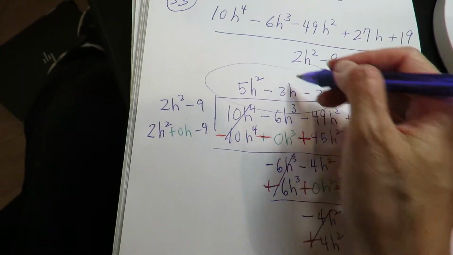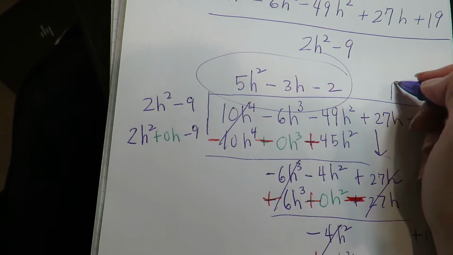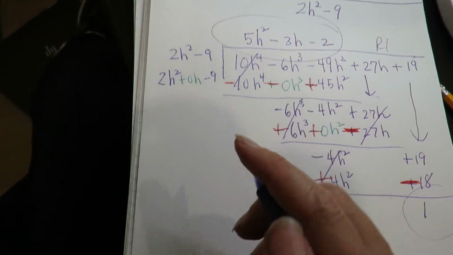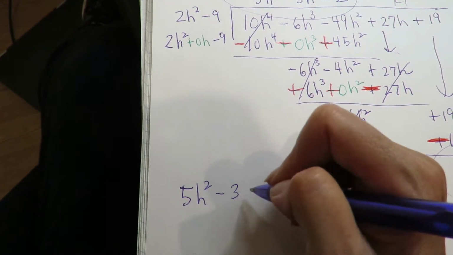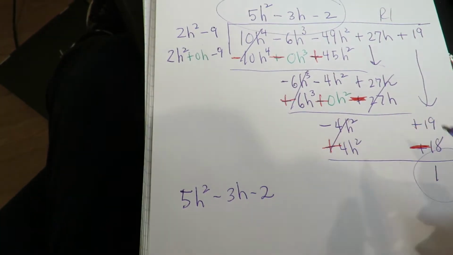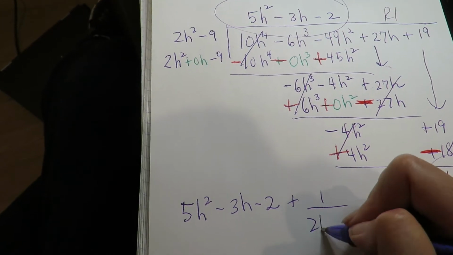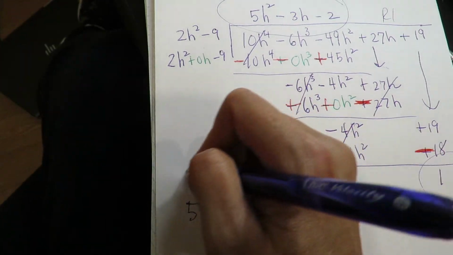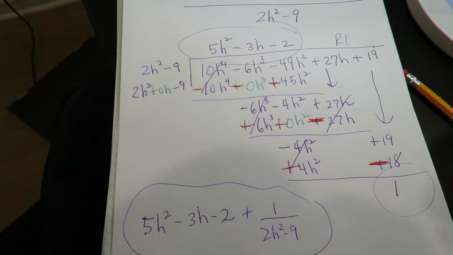So this is the answer with the remainder. On the test, you can just leave it like this. Some people write R1. Some people write it completely out. I'm not a stickler with notation and formatting. 1 over 2h squared minus 9. So it's sort of up to you if you want to leave it how you want to leave it. You could just leave it just like this on the test, the way you wrote it.